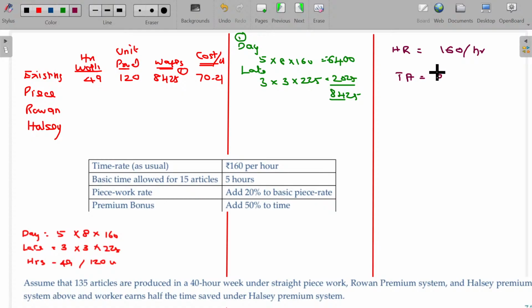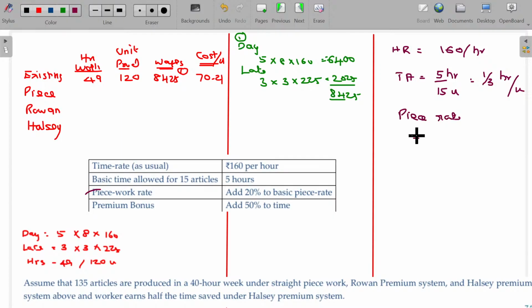5 hours for 15 articles, 1/3 or otherwise 20 minutes per unit. But when we are supposed to calculate the piecework rate, very, very important: add 20% to basic piece rate. What about the current piece rate? What is the current piece rate?